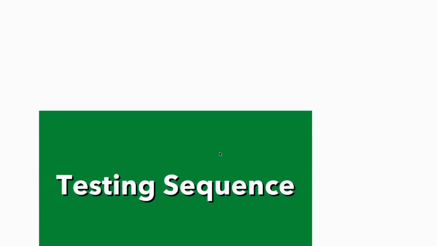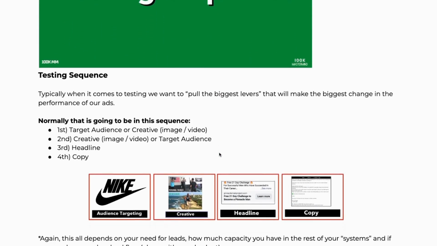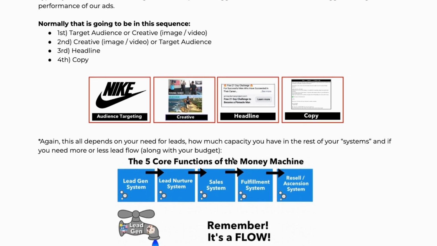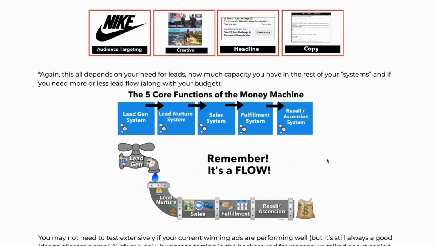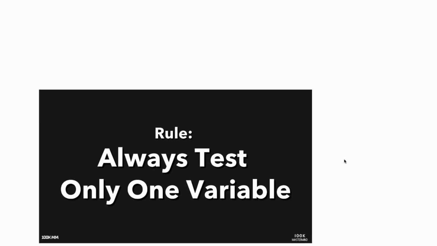Point number two, testing sequence. Okay. We've already talked about this, but normally what you do is you target audiences, then creative, and then headline, and then copy, or you can test copy and then headline. Okay. But it all depends how many leads you actually need, and then how much testing budget you are allocating to that.